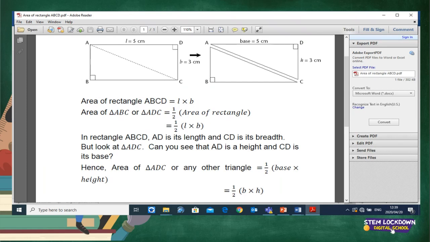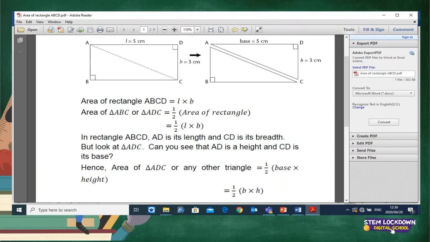Because half of that triangle, half of the rectangle gives you a triangle. That is why even the area of the triangle will be half the area of the rectangle. And of course, half of length times breadth. And as you can see, we have said that once you rotate your triangle ADC 90 degrees clockwise, meaning that you just turn it. You just turn it once.